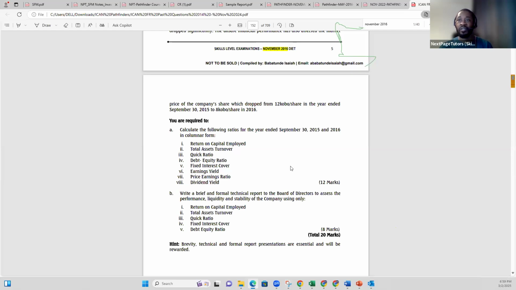Return on capital employed, total asset turnover, quick ratio, debt to equity ratio, fixed interest cover, earnings yield, price earnings ratio, dividend cover. Not a problem. And then they said, write a formal technical report to the board of directors to assess the performance, categorizing them into performance, liquidity, and stability of the company, using only return on capital employed and asset turnover, and quick ratio under liquidity, and then fixed interest cover and debt to equity ratio under long-term solvency. And that's it.